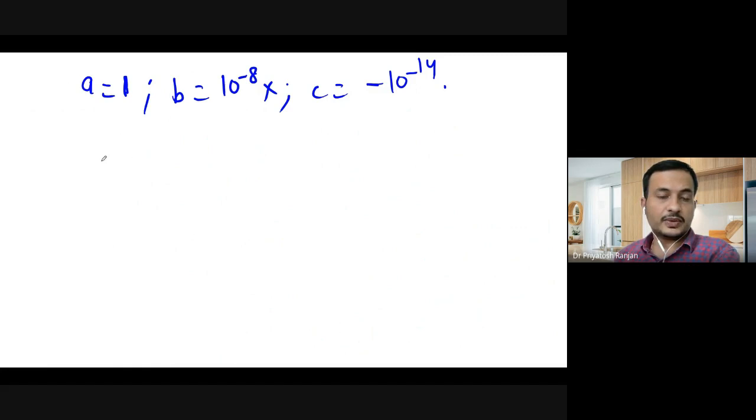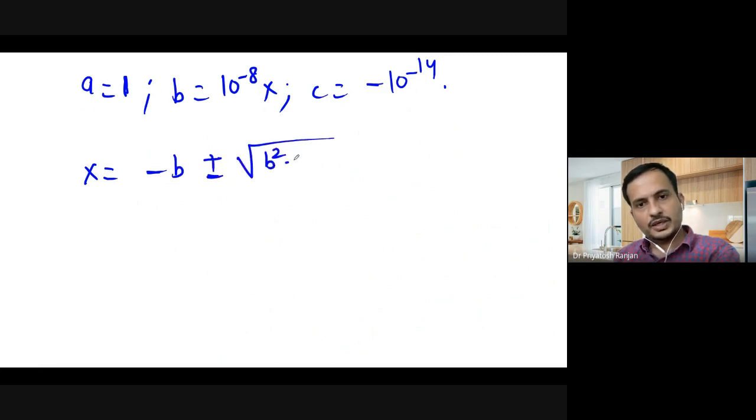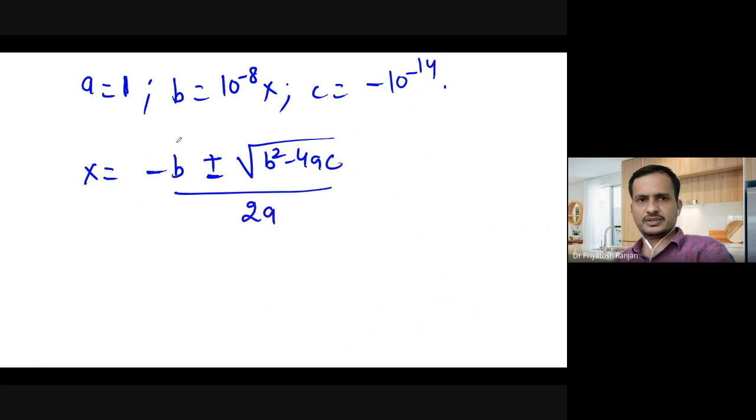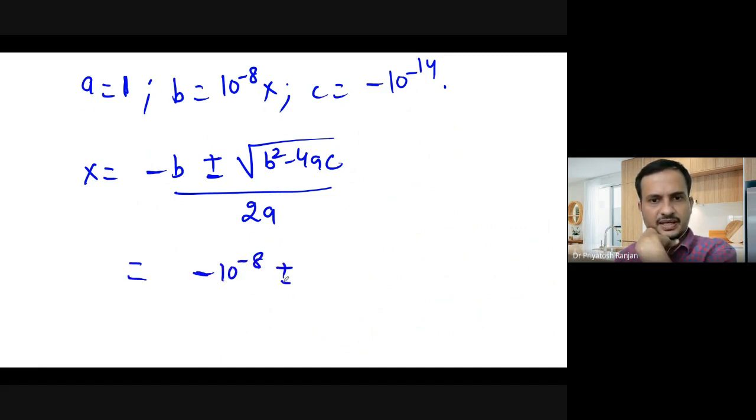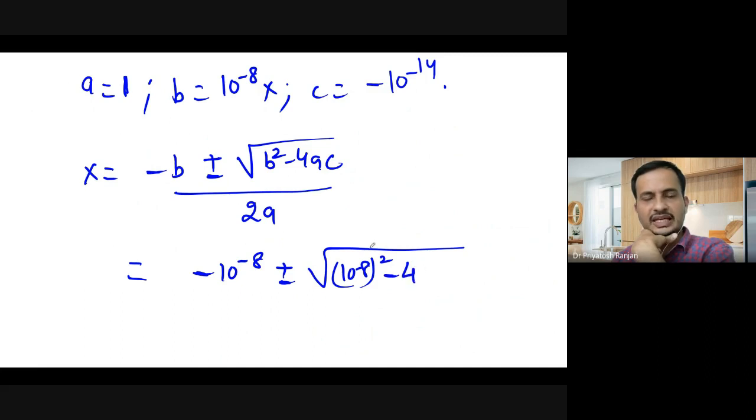How to solve this equation? x is equal to minus b plus or minus the square root of the discriminant, b squared minus 4ac, all divided by 2a. Put these values in. For example, minus 10 raised to the power minus 8 plus or minus the square root of b squared, which is 10 raised to the power minus 8 squared, minus 4, with a equal to 1 and c equal to minus 10 raised to the power minus 14.